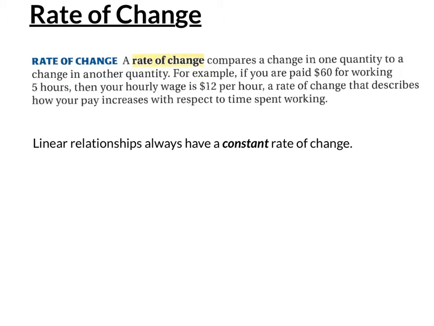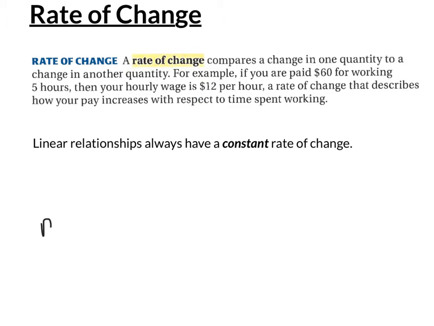For example, if you are paid $60 for working 5 hours, then your hourly wage is $12 per hour. That is a rate of change that describes how your pay increases with respect to time spent working. So this $12 per hour is the rate of change for your pay. And linear relationships always have a constant rate of change. That's very important for linear relationships. When you're working at a job, you always get $12 per hour, right? Unless you get a raise.